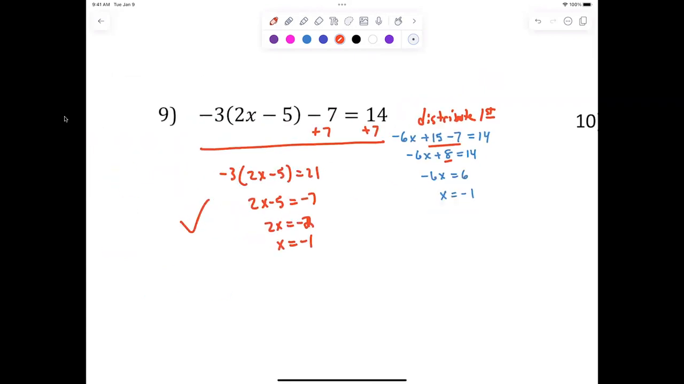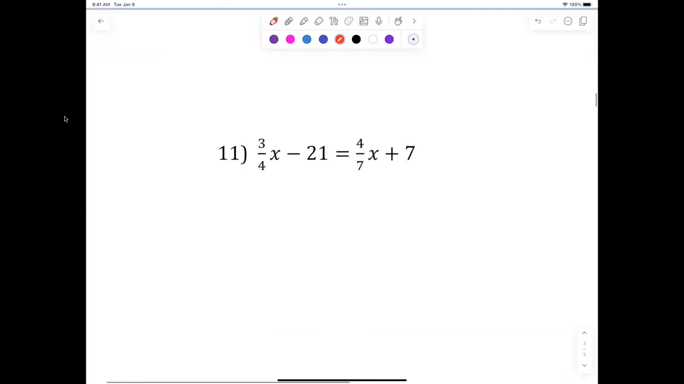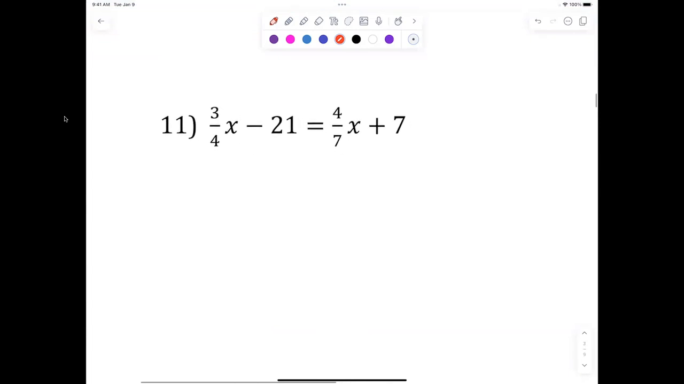All right, here we go. Let's look at number 11. All right, now, guys, what do we want to do here? Well, you can definitely, but let's do this. Let's get rid of the fractions. What's the common denominator with 4 and 7? 28. Right? So the problem is much easier if we don't have the fractions.